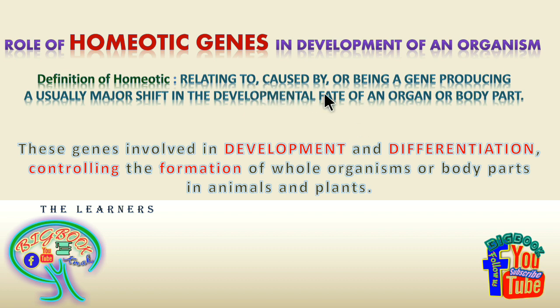Here the first definition is a comprehensive form of the definition. The second definition is a little expanded form of the explanation. So here it is the development of an organ or body part. Here it is involved in development and differentiation. So development and differentiation are controlled by these homeotic genes when the organism is going to develop, either in animals or in plants.